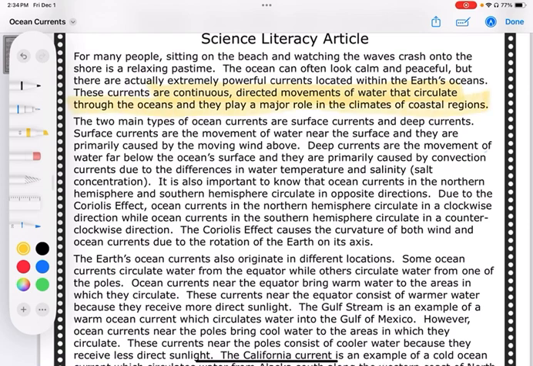The two main types of ocean currents are surface currents and deep currents. Let's see, I'm actually going to change the color that I highlight that. Let's do surface currents and deep currents. Surface currents are the movement of water near the surface, and they are primarily caused by the moving wind above. Deep currents are the movement of water far below the Earth's surface and are primarily caused by convection currents due to the differences in water temperature and salinity.